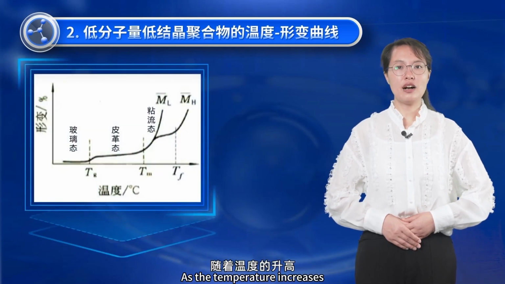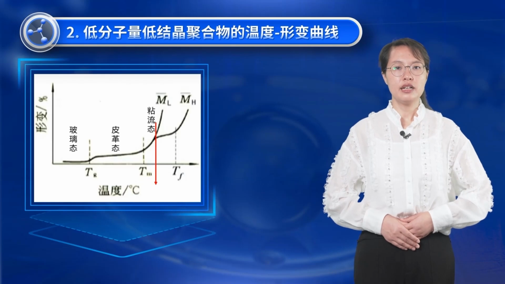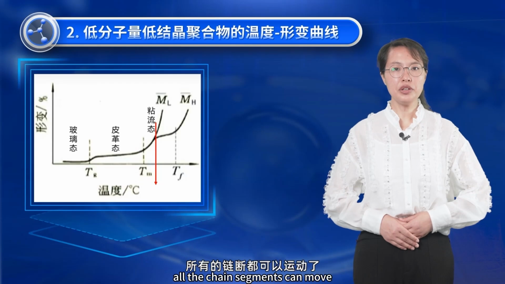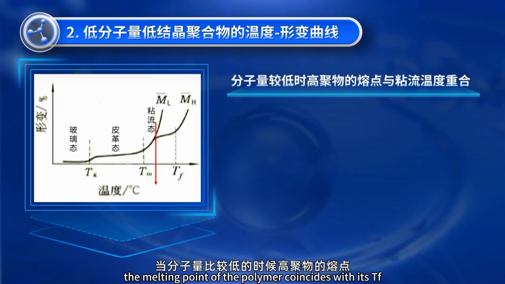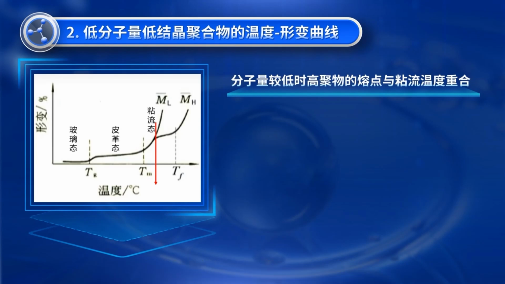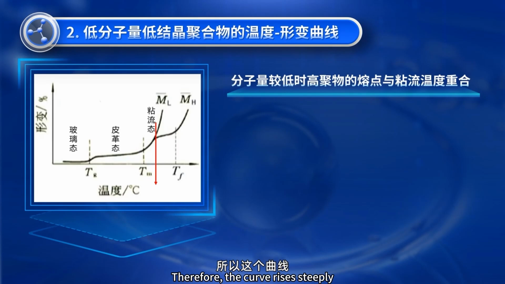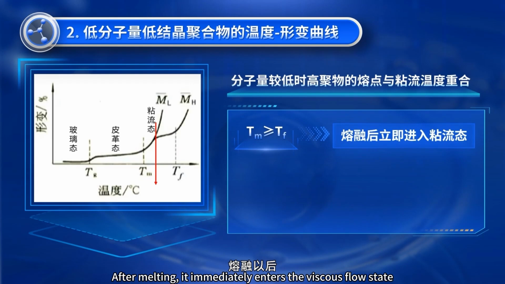As the temperature increases, we enter the third region. This reaches the melting point of the crystalline phase. The crystalline phase begins to melt. For this polymer, once it passes the melting point, all the chain segments can move. When the molecular weight is low, the melting point of the polymer coincides with its Tf. That is to say, the melting point is greater than or equal to the viscous flow temperature. Once it melts, it immediately enters the viscous flow state. Therefore, the curve rises steeply. The strain increases significantly. After melting, it immediately enters the viscous flow state.